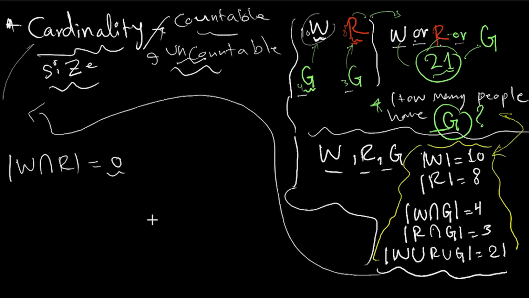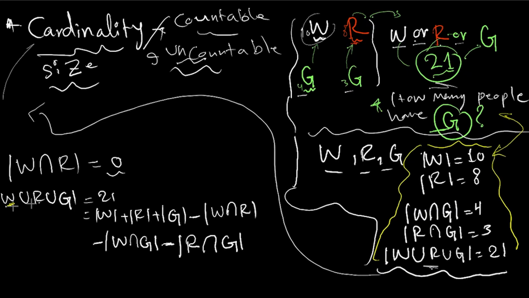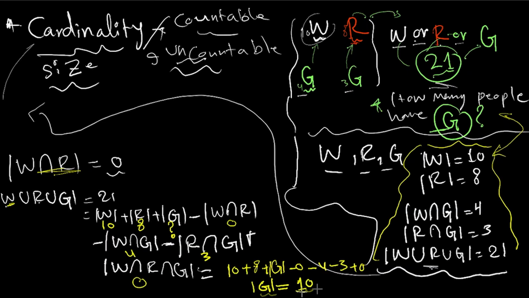Then we can apply what we were talking about, the inclusion-exclusion principle. W union R union G, where G is green shoes, equals 21, right? Which can be written in a different form: W plus R plus G, minus the intersections, taking one with this, and this with this, and finally plus the intersection between all of them. Let's now substitute values here. If you reorganize everything, that will lead you to 10, the actual number of people who were in green shoes.